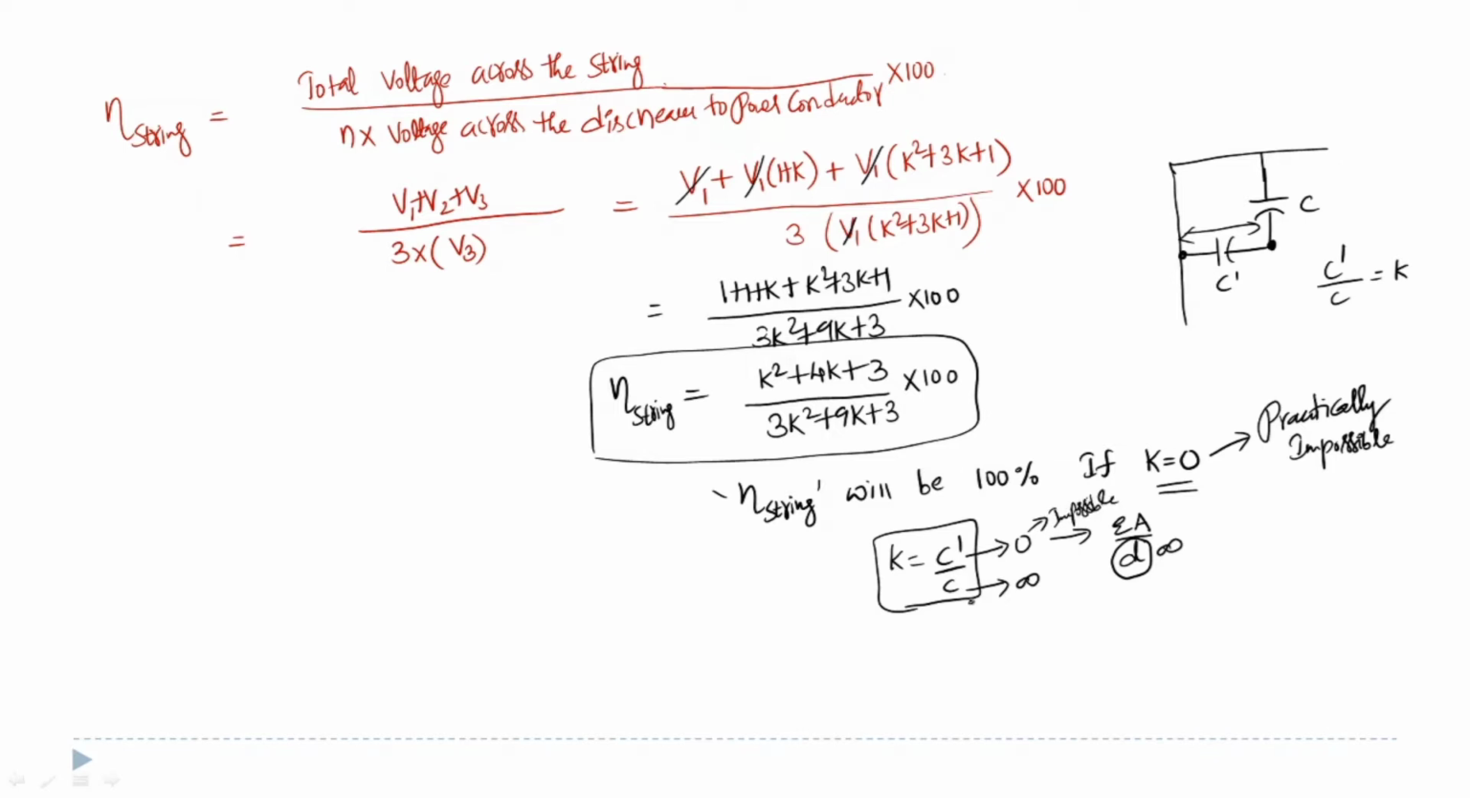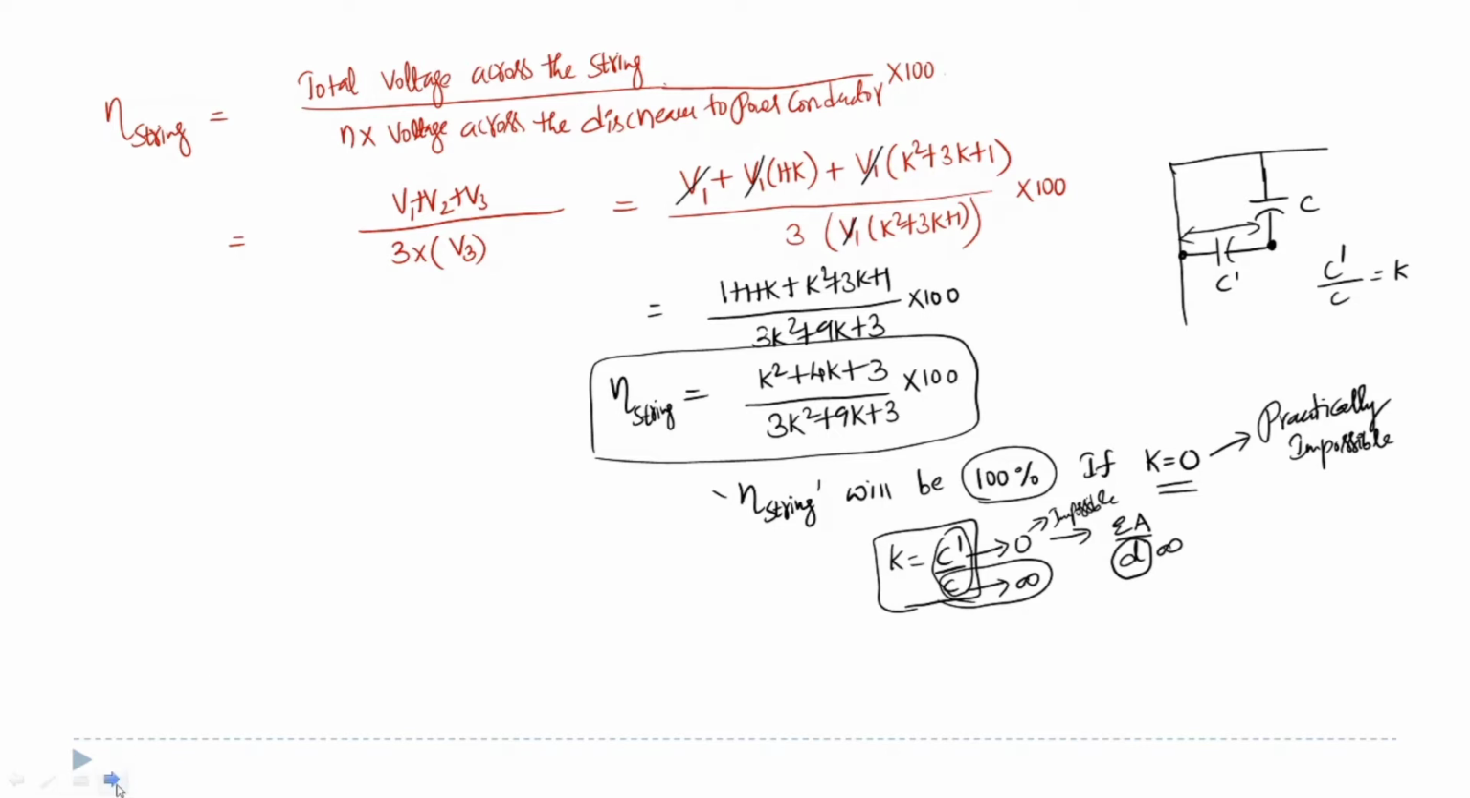And also C to be infinite is also impossible. Practically you cannot get infinite capacitance. So practically the ratio of shunt capacitance to the self capacitance, we cannot make it 0. As we cannot make it 0, the string efficiency cannot be 100%. We can increase it to a maximum value but cannot get 100%.